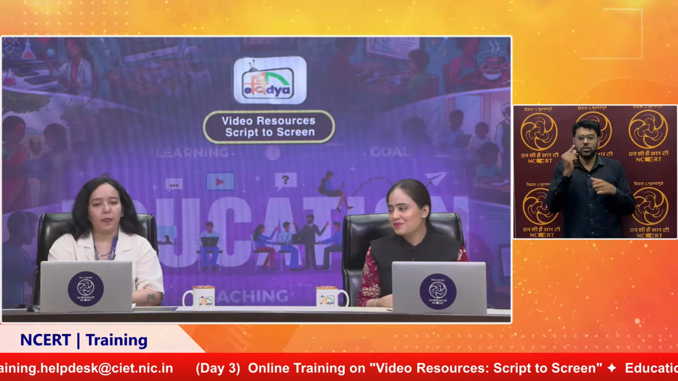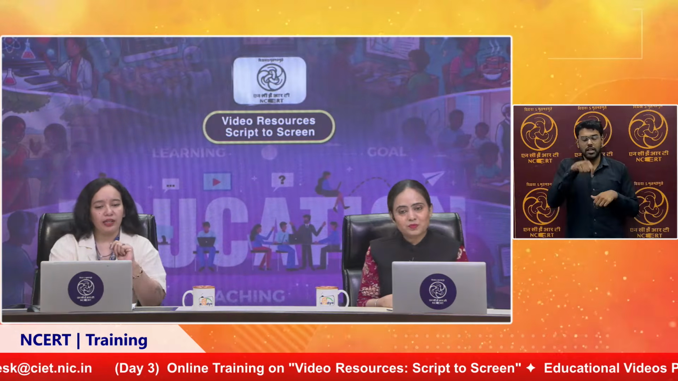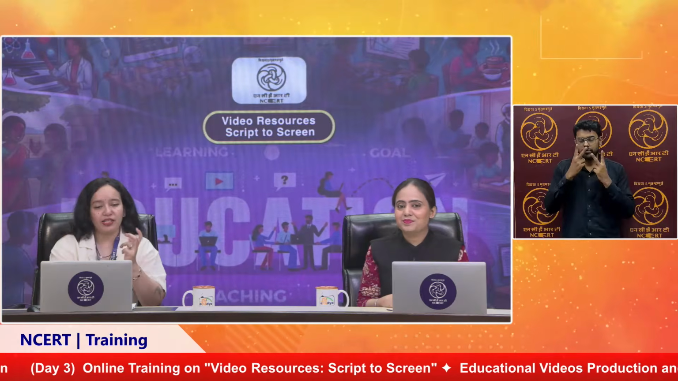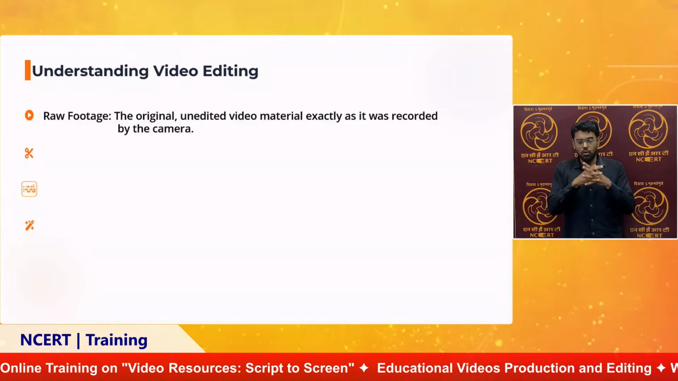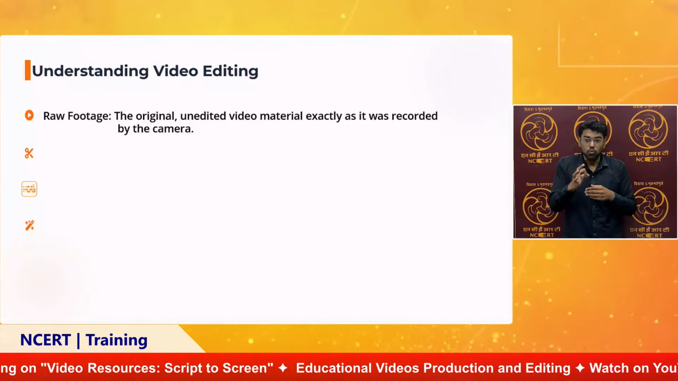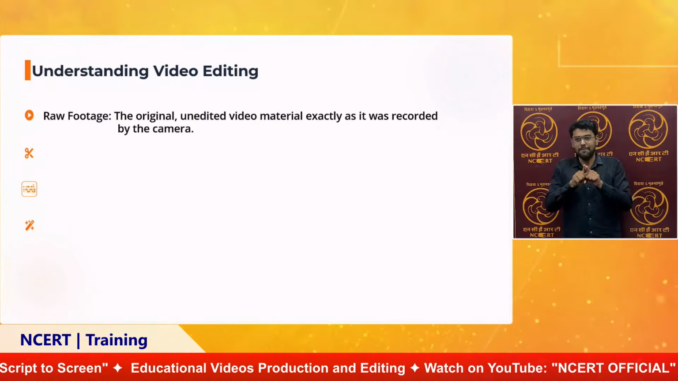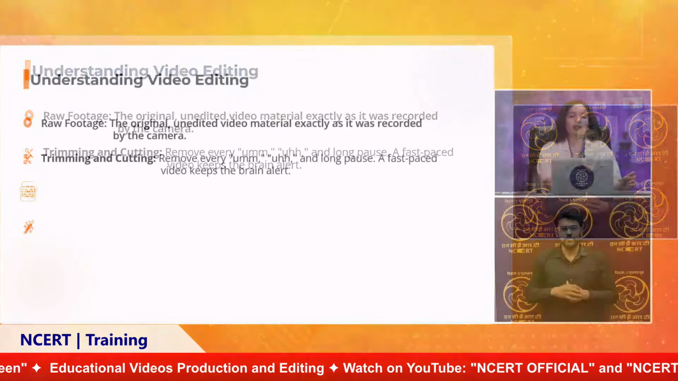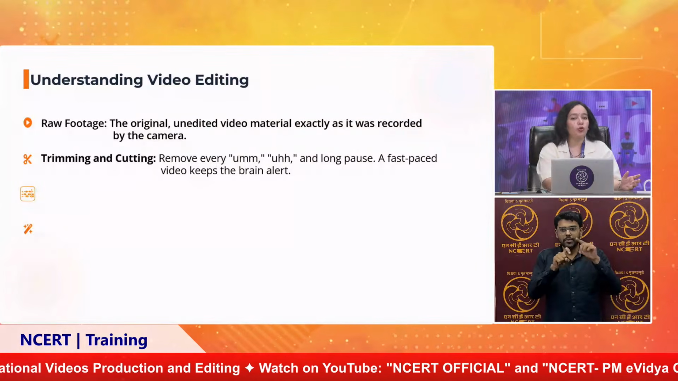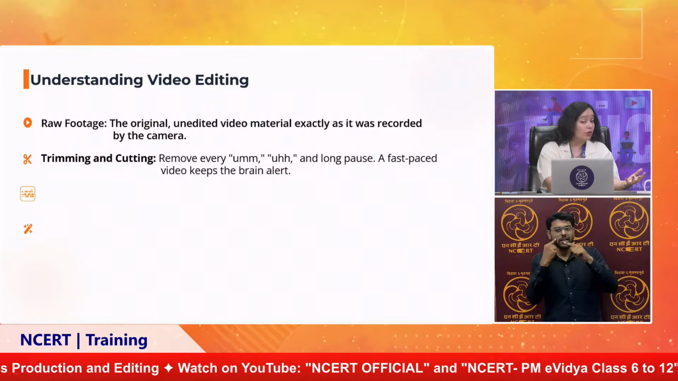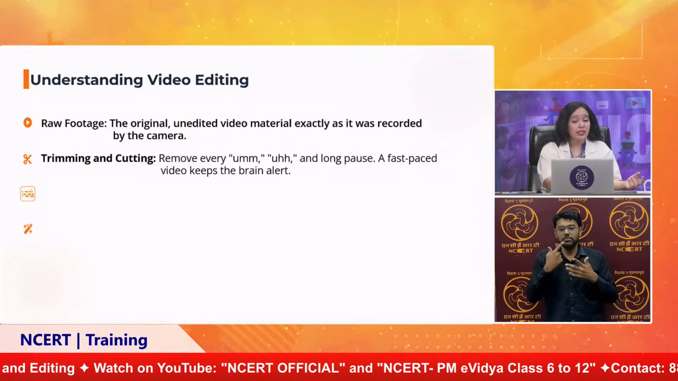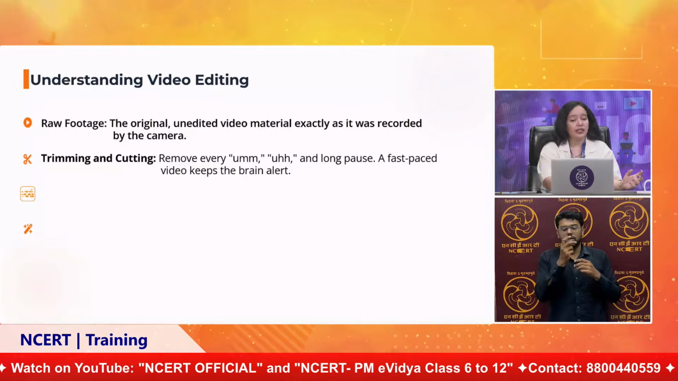So let's understand video editing in a very quick manner. First is raw footage. What is raw footage? It's the original unedited video material, what we shoot, as it is. Next is trimming and cutting, where we remove long pauses and fumbles. That's trimming and cutting.